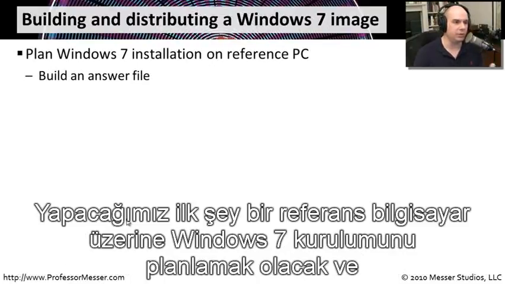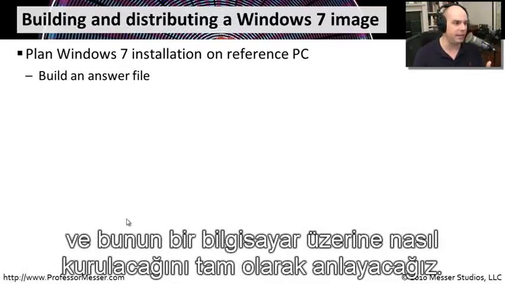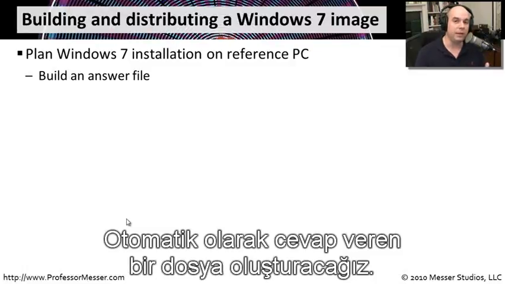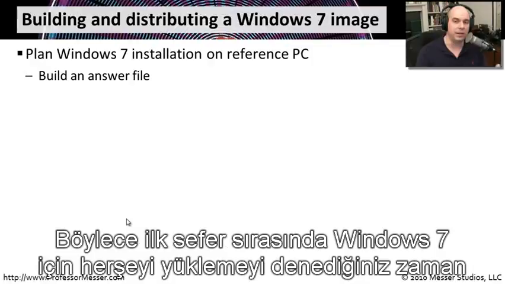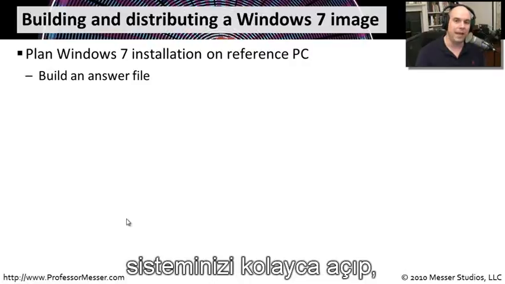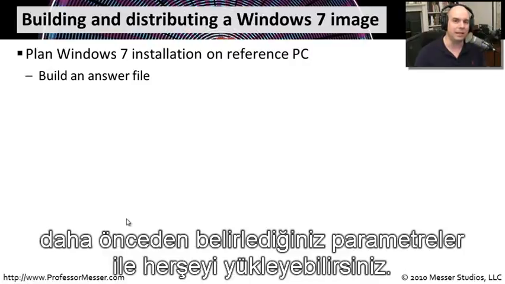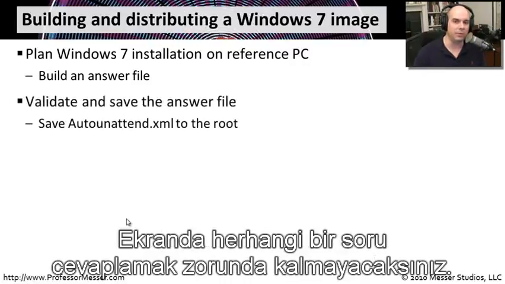The first thing we're going to do is plan a Windows 7 installation on a reference PC. We're going to figure out exactly how we're going to install it onto this PC, and we're going to build an automated answer file so that the first time through, when it tries to install everything for Windows 7, you simply turn on the system and it installs everything with exactly the parameters that you've already set beforehand. You don't even have to answer any questions on the screen.